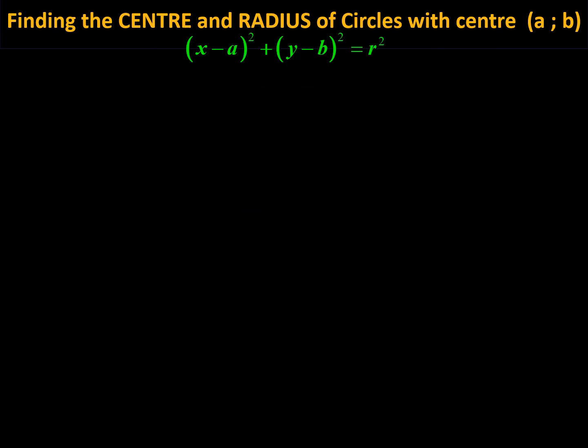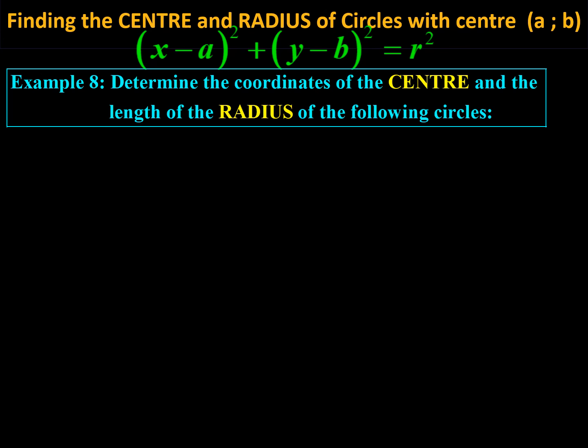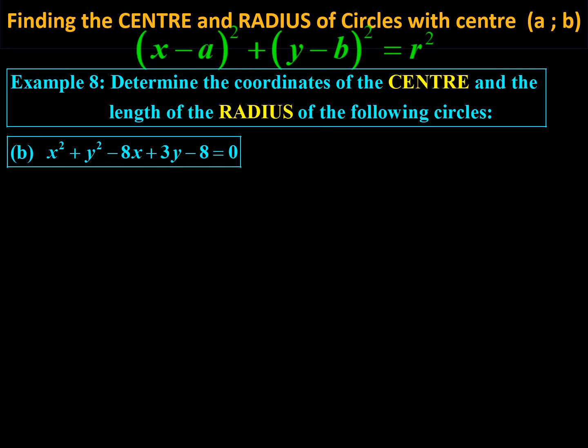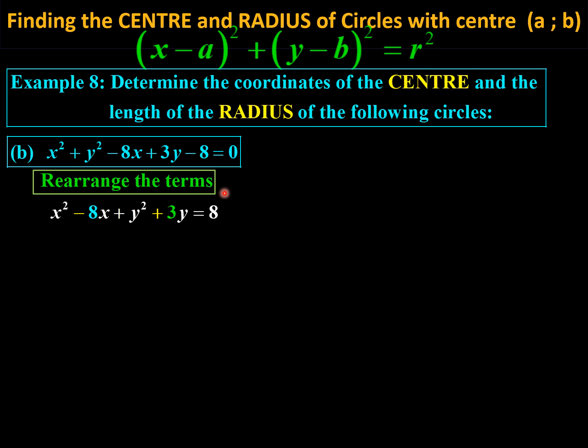Now let's look at our second example. We're going to need that formula. We want to find the coordinates of the center and the radius of the following circles. Now, it's important here that you have this equation written in the correct order. So we must rearrange the terms. First the x terms, then the y terms, then the constant on the other side.